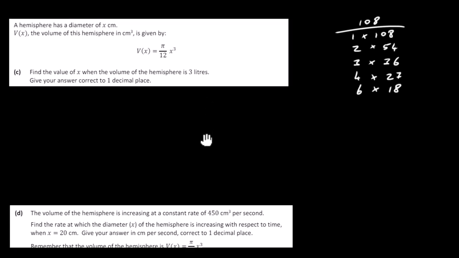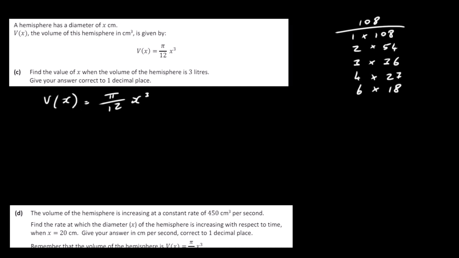A hemisphere has a diameter of x. The volume of this hemisphere in centimeters cubed is given by that thing there. Find the value of x when the volume of the hemisphere is 3 liters. Give your answer correct to 1 decimal place. Okay, so we have v of x is equal to pi over 12 x cubed.